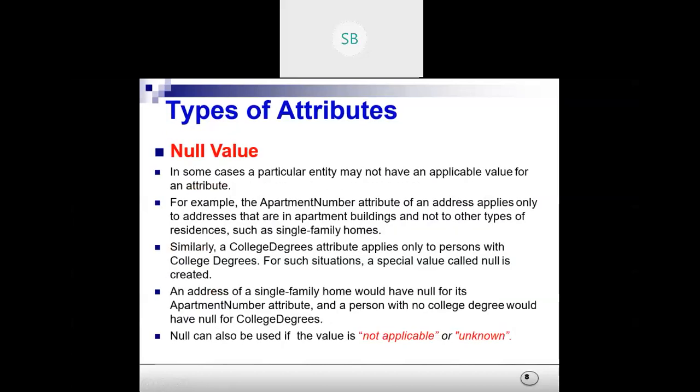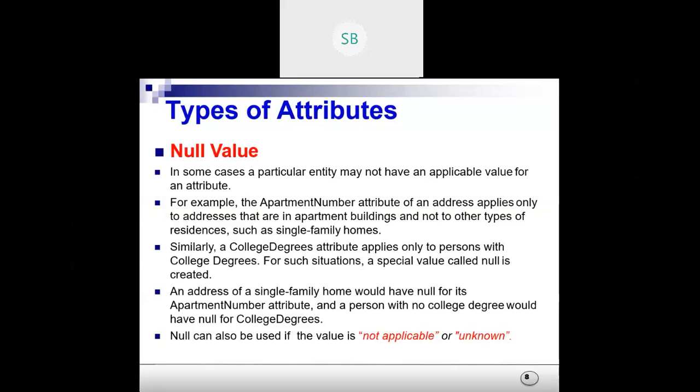Next, we have null value. In some cases an attribute may be not applicable. Suppose someone has not gone through school or does not have any degrees, who has not studied till class 10, then the previous degree will be not applicable for him. Or similarly, someone does not have a car, so the color of the car does not matter to him because that property is not applicable for him, right?